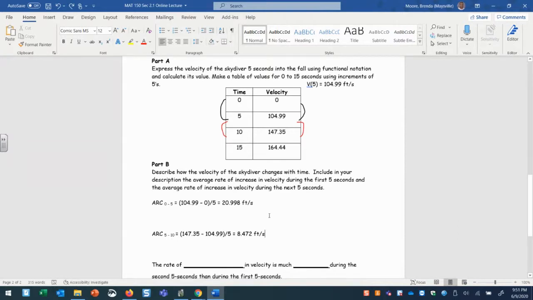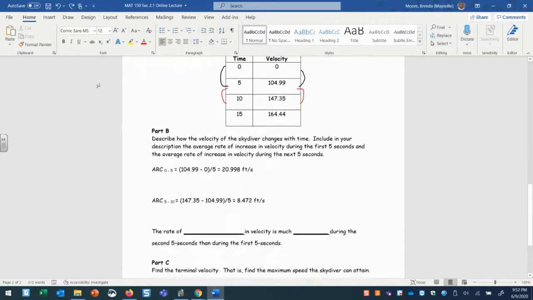Now we're going to compare these two. You see during the first 5 seconds, the velocity is higher than during the second 5 seconds. So remember, it increases rapidly, then the rate of increase slows down. So the rate of increase in velocity is much less during the second 5 seconds than the first 5 seconds.